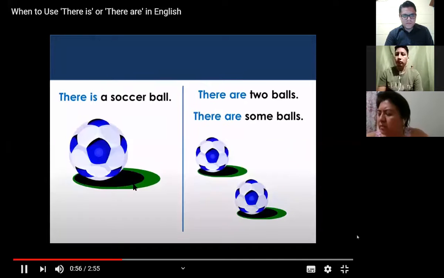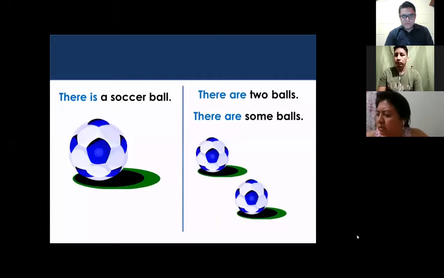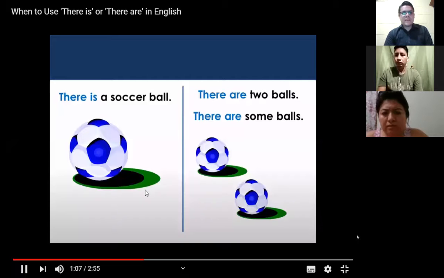There is a soccer ball. One soccer ball. There are two balls, or there are some balls. Okay, there is a soccer ball. A soccer ball, right? In this case, this article refers to number one, right? But in this case, we have plural nouns. We have more than one ball, so we have two. So we say there are two balls.